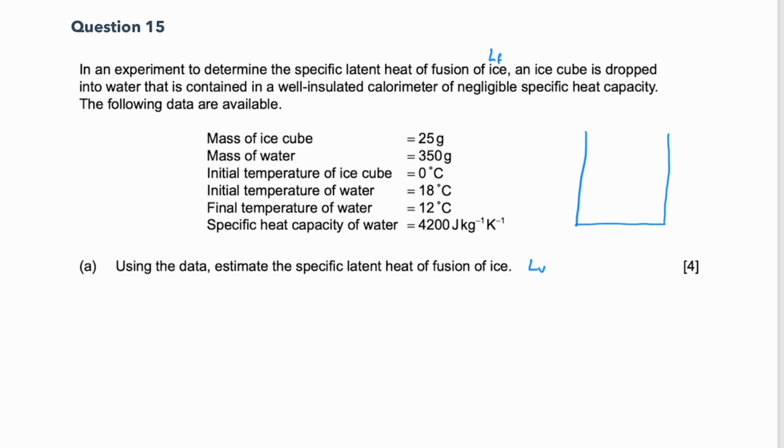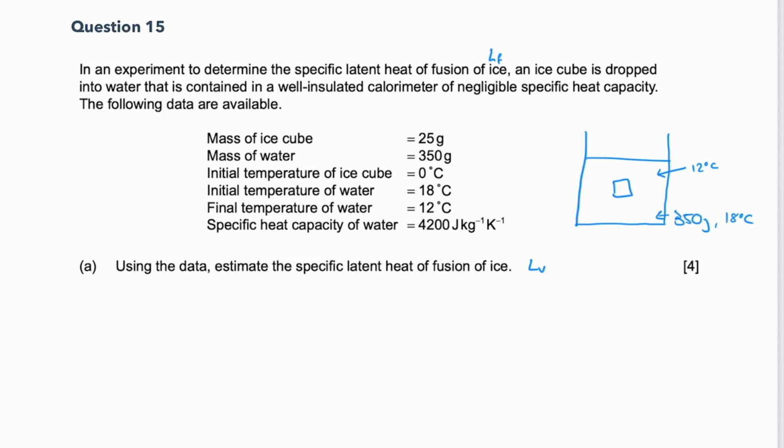So we have our calorimeter here, and the question makes it very clear that we can ignore anything to do with the calorimeter heating up or losing energy and so on. So we're only concerned with the water and the ice. So we've got water. It's 350 grams of it, and it's initially at 18 degrees Celsius. We drop the ice cube in, and the water goes to 12 degrees Celsius.